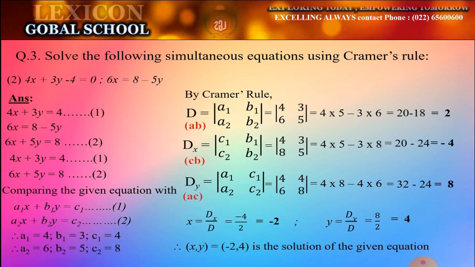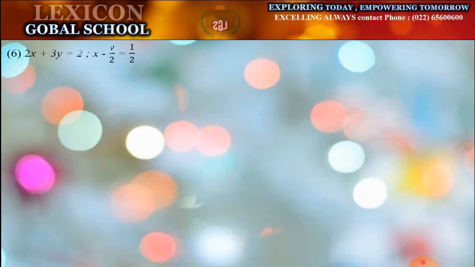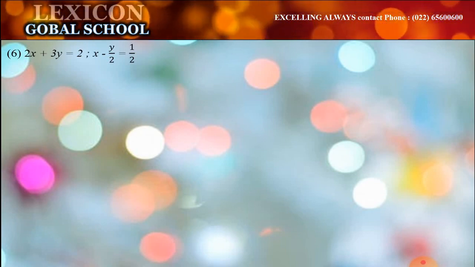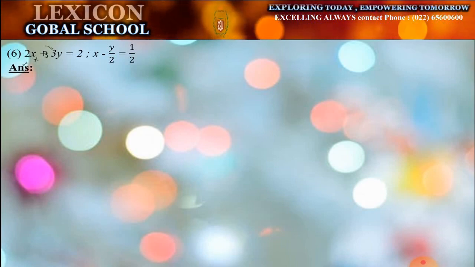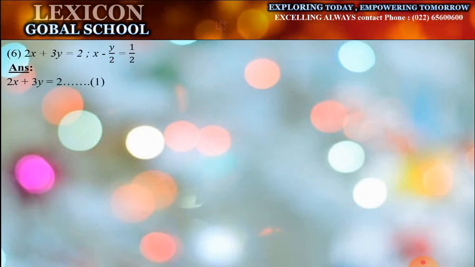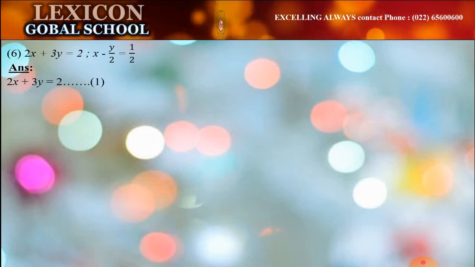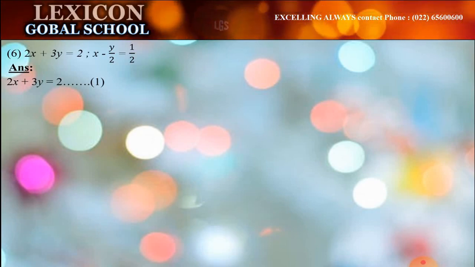Let us solve sum number 6. Your question goes like this. 2x plus 3y is equal to 2. x minus 2y upon 2 is equal to 1 upon 2. Your first equation is arranged properly, so we need to give it as equation number 1. It is already in the standard form. But your second equation, we need to arrange it in the standard form.